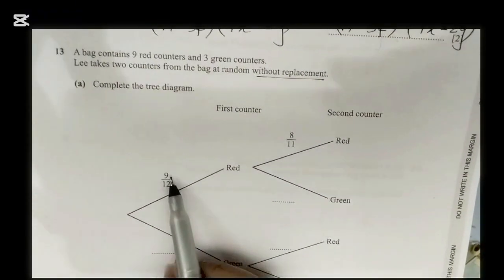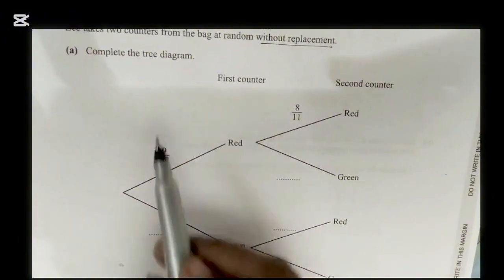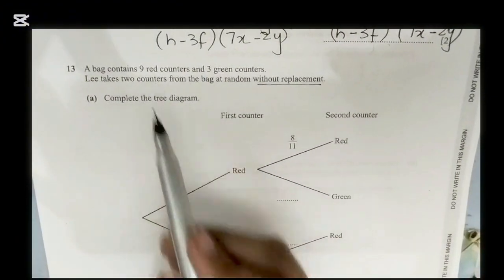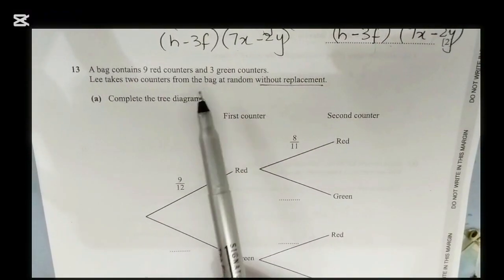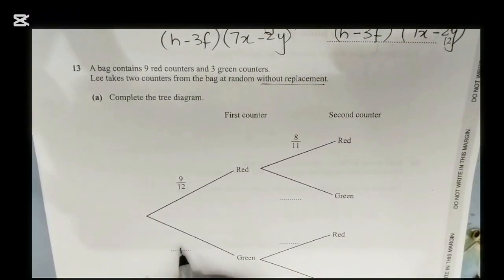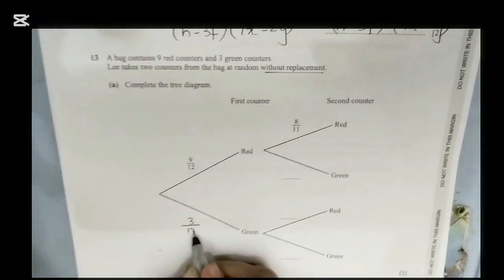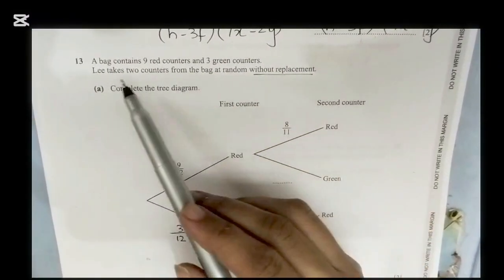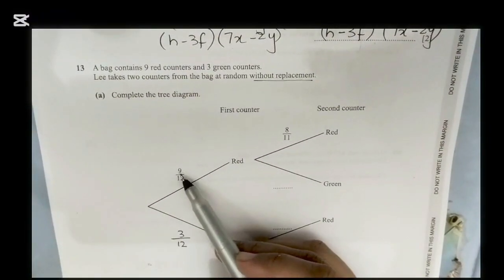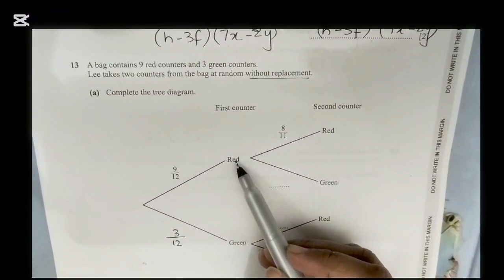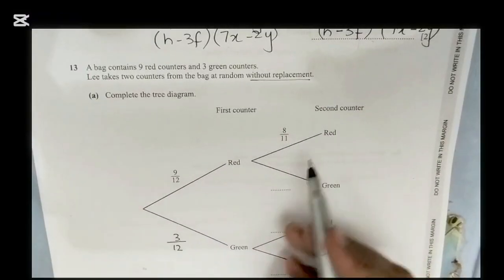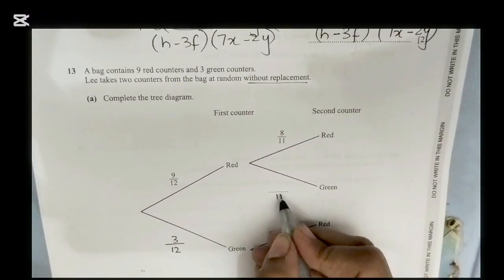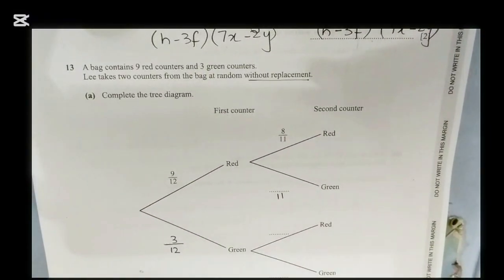Okay. So now 9. The total number of counters is 12. 9 plus 3 is 12. So 12 is written over here, and red counters are 9. And green counters you can see over here is 3. So 3 upon 12, this is green counter. And now she has not replaced. So if she takes out 1 from 9, 8 would be left. And the total number 12 minus 1 is 11, because one counter is taken out from the bag.